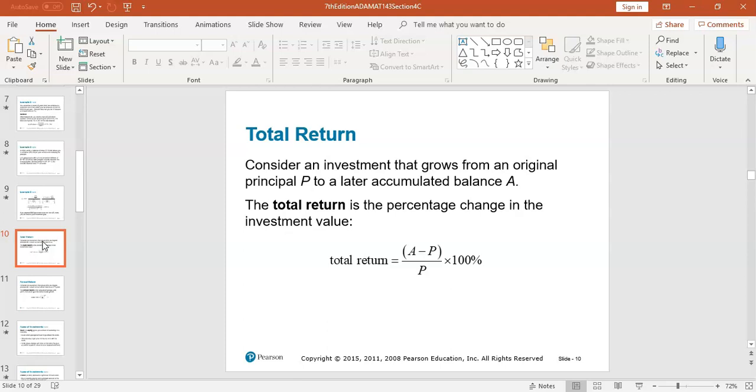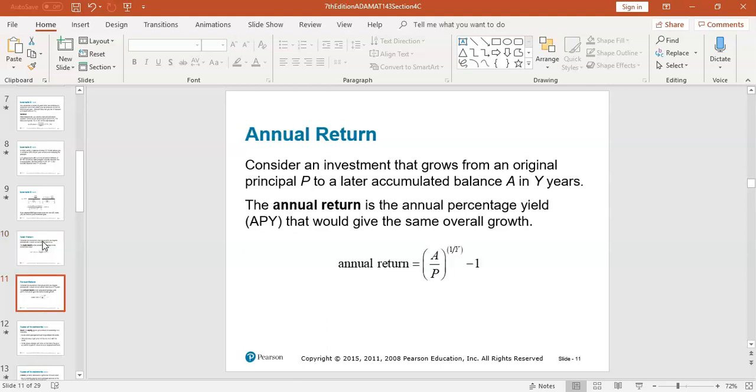The total return on an investment is the amount that you have gained divided by the principal amount that you initially invested. Then you change that to a percent.